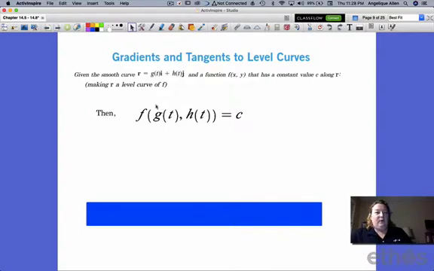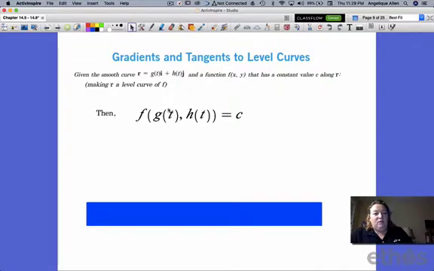So let's say we have a function of two variables, and each of those variables, g and h, is a function of t. And if we set it equal to a constant, then we're going to get a level curve, all right? So what happens when we take the derivative of this expression?